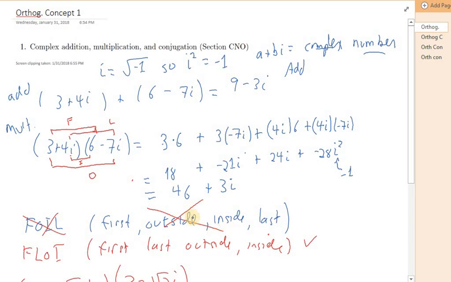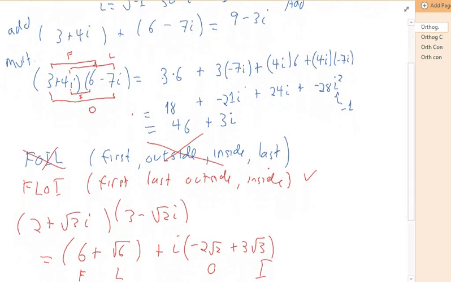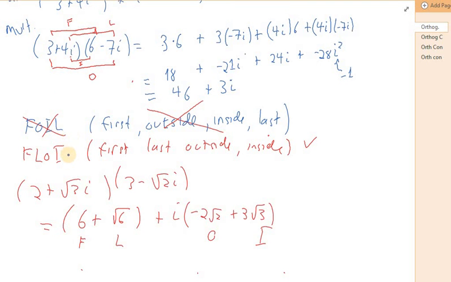Now, I recommend when you multiply complex numbers, don't use FOIL, use FLOI: first, last, outside, inside. Now there's a good reason for this. Here, let's do an example. 2 plus square root of 3 i times 3 minus square root of 2 i. So let's follow the first, last, outside, inside rule. And what do we get? We'll see how this works.